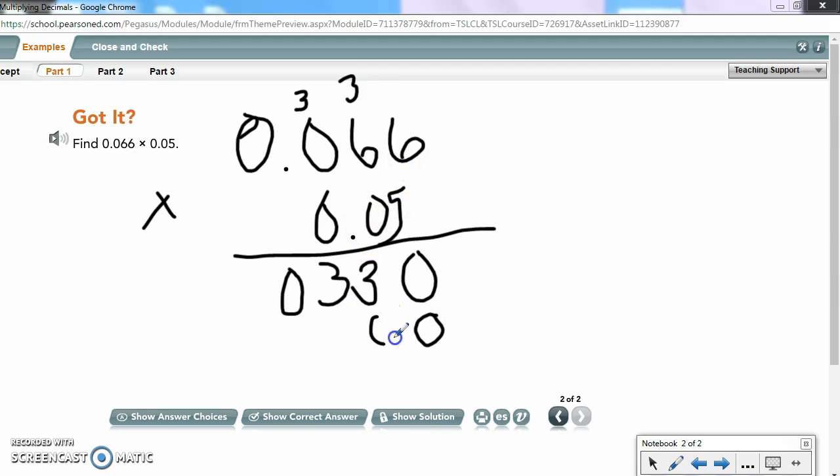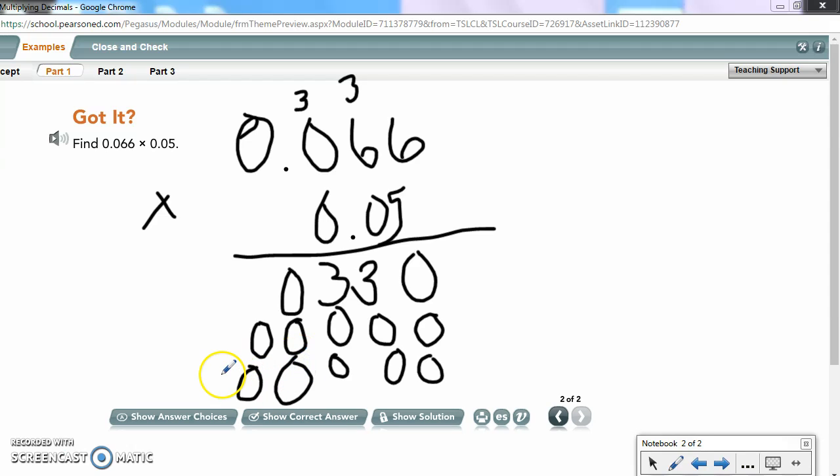0 times 6, zip. 0 times 0, zip. Now I need 2 zeros for placeholders. 0 times 6, 0. 0 times 0, 0. Go ahead and add these together. Again, make sure you can determine the lines, okay? Make sure you know what you're adding in each column.